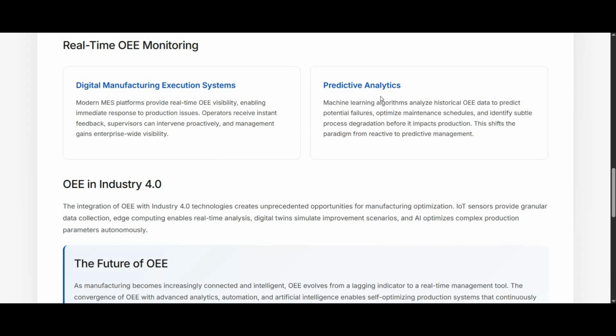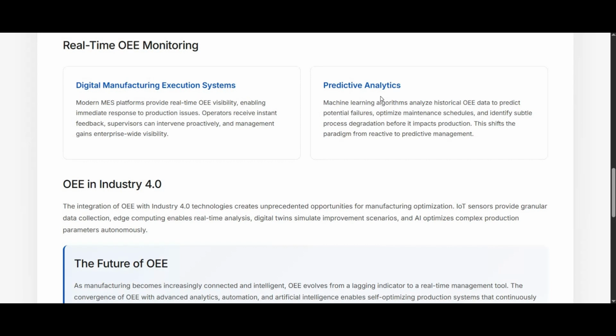Predictive analytics is here, and here let's say being able to spot a potential equipment failure before it actually happens. That's what predictive analytics enables. By analyzing historical OEE data with machine learning, we can identify subtle warning signs like temperature fluctuations, vibration anomalies, or performance drifts long before a breakdown occurs.